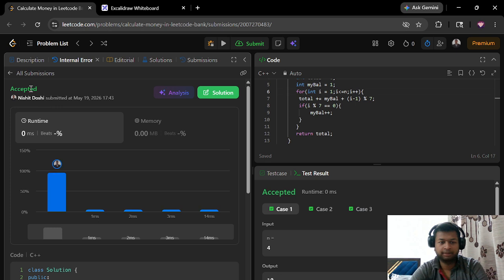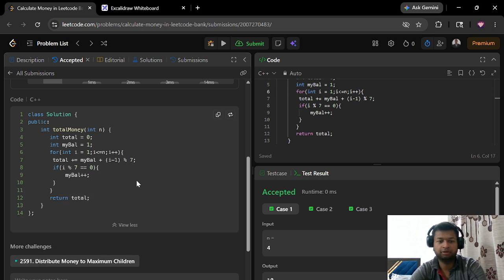Okay, it is accepted and all the test cases are passed. So all the 106 test cases are passed. Runtime is 0 millisecond and beats 100%. Memory here is 7.94 MB and beats 15.87%. And this was the solution of this question.